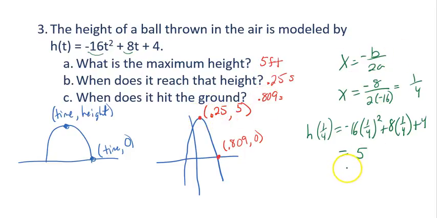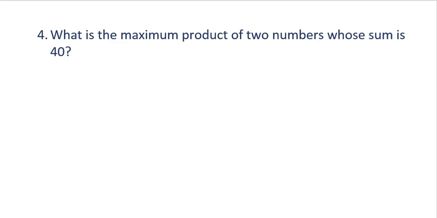This is just how you do it algebraically if needed. Okay, the last one. What is the maximum product of two numbers whose sum is 40? When you first read this, you're probably like, we do not have enough information to do this. But we actually do. We have the product of two numbers, and we have a sum of 40.